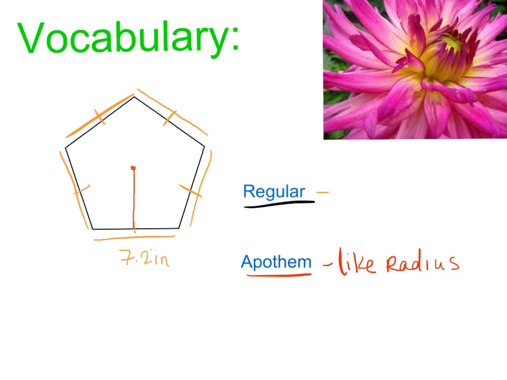Now the only difference is, in this case, the apothem is going to hit the side and it has to make a right angle. So it starts from the center and hits any side. That could be an apothem. This could be an apothem too. The only criteria is that it starts from the center, hits any of the sides at a right angle.